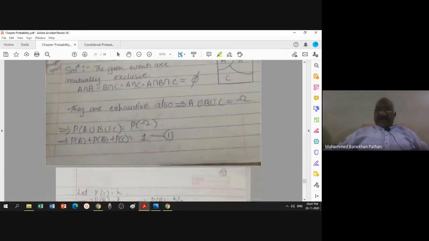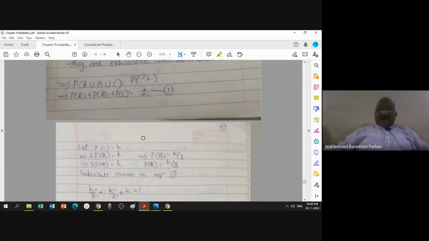Let us go ahead. Probability of A union B union C equals the probability of omega from this diagram. So they are disjoint. So I put P(A) plus P(B) plus P(C) equal to P(omega) equal to 1, because axiom number 2 says the probability of the whole sample space is always 1.